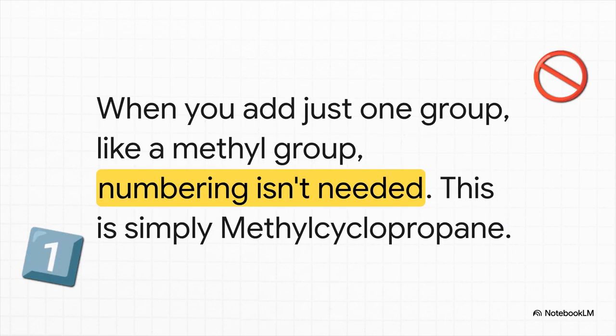So what if we hang a little methyl group off of it? Well, think about it. Does it matter which corner of the triangle we put it on? Nope. It's the same molecule no matter what. It's always going to be considered carbon number 1. So because of that, we don't even need to bother writing the number in the name.